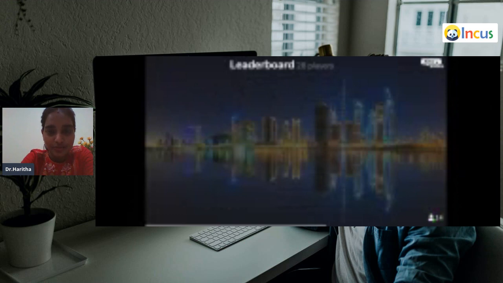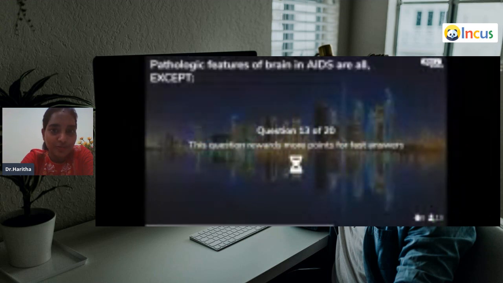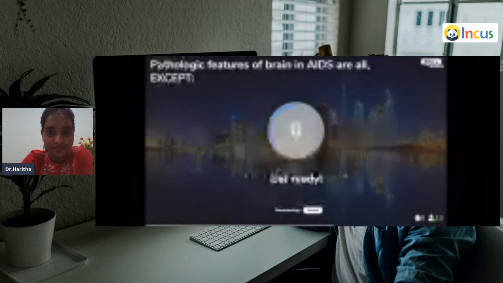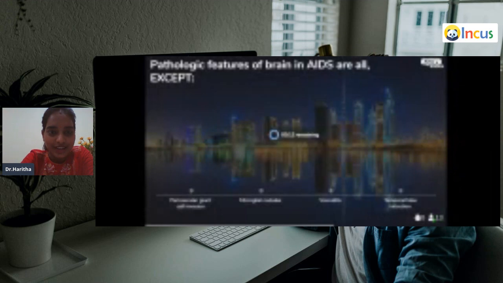We have 28 players on board. 13th question. Pathological features of brain in AIDS are all except: perivascular giant cell invasion, microglial nodules, vasculitis, temporal lobe infarction.